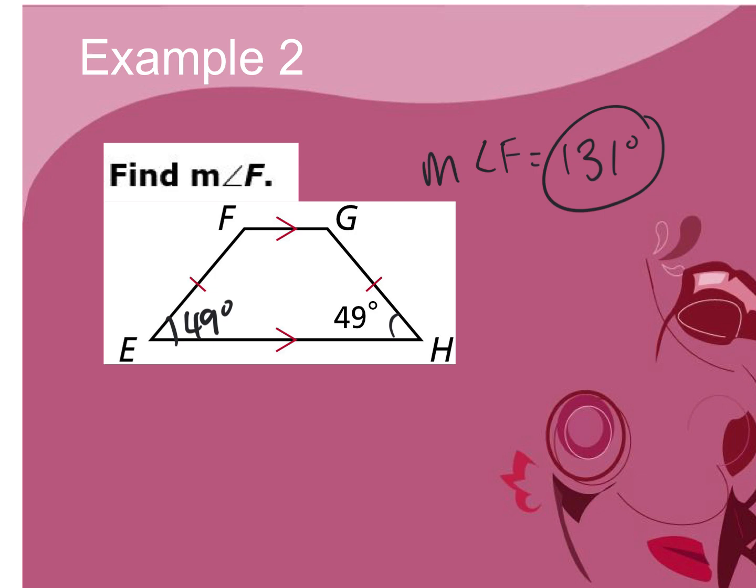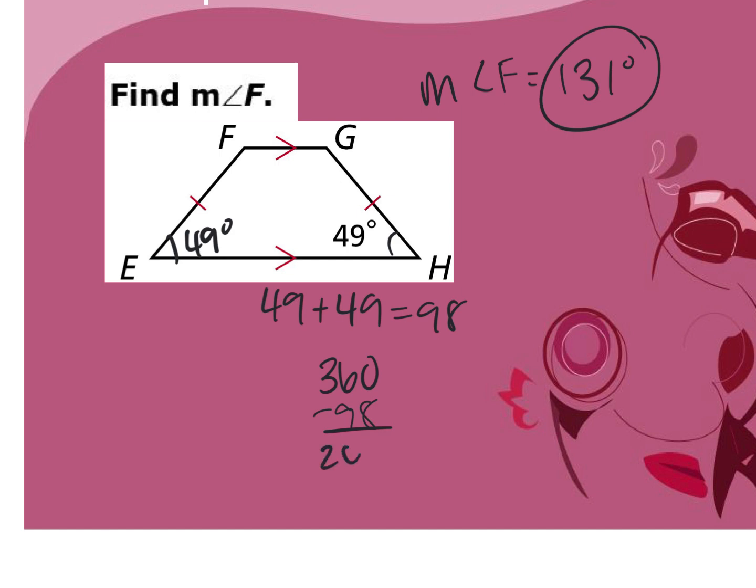Okay, then I added 49 to the length, I got 98. And then I did 360 minus 98. And then I divided that by 2. 262. And I divided it by 2. 262 divided by 2, and you got 131 degrees.